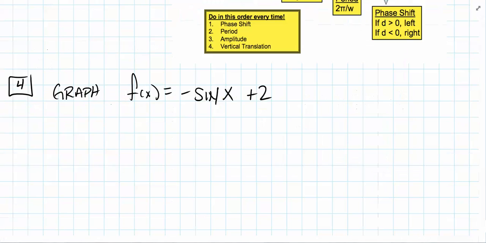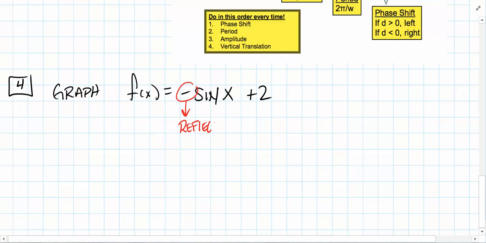On this one, negative sine x plus 2, there are 2 of those 4 transformations. Can you name which 2 they are? Have we done a phase shift? Nope, no phase shift. Is there a period? Nope, no period. Is there an amplitude? Yep, there's a reflection. This negative part out in front gives me a reflection over the x-axis.